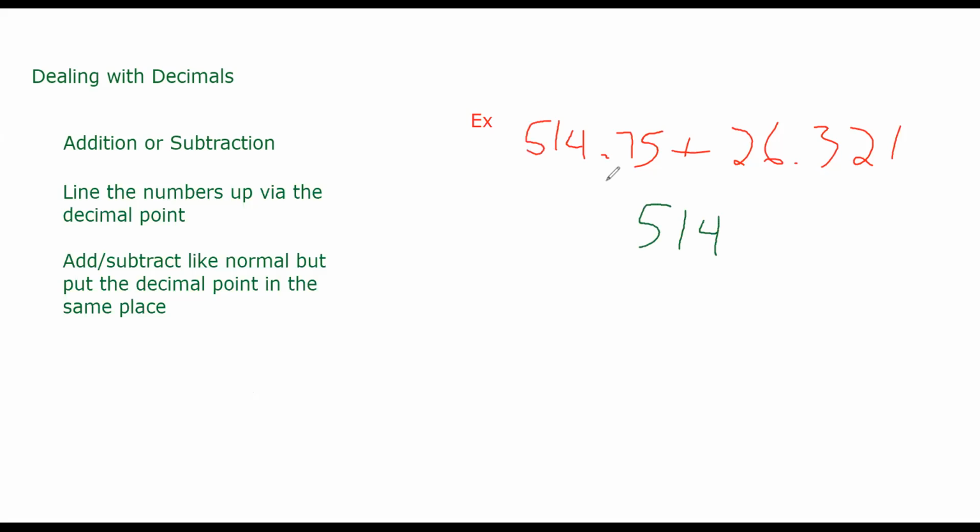Well, okay, 514.75. When you're doing addition or subtraction, you want to line the numbers up via the decimal point, and you want them to all be in the same place. So I want the hundreds column to line up. Now this one doesn't have anything in the hundreds column, which secretly implies there's a 0 there. The tens columns line up, the ones column, the tenths columns line up, the hundredths, and then the thousandths. If there's nothing there, again, you can assume there's a 0.